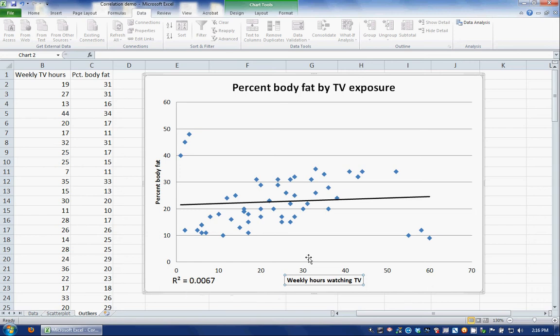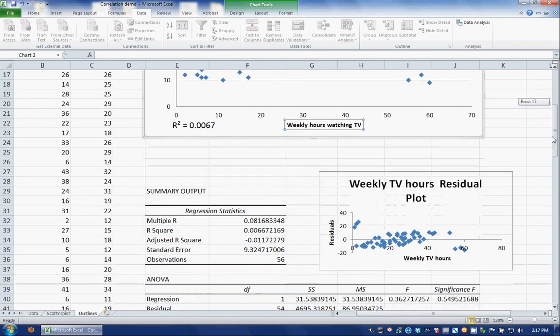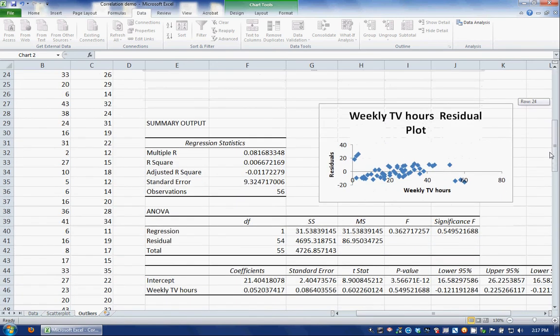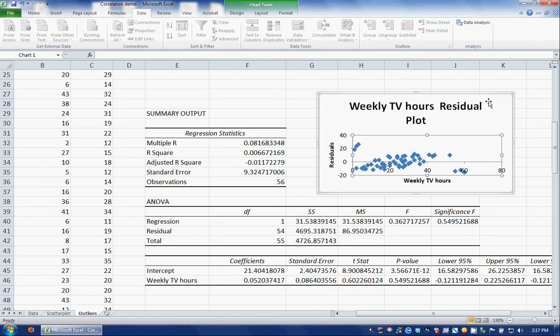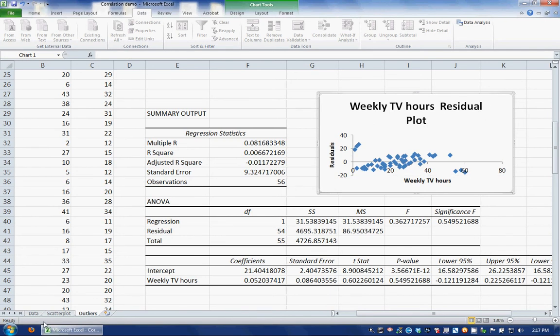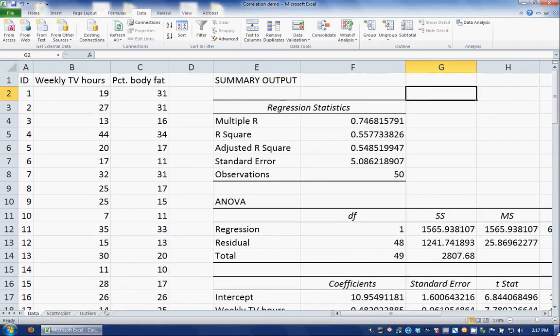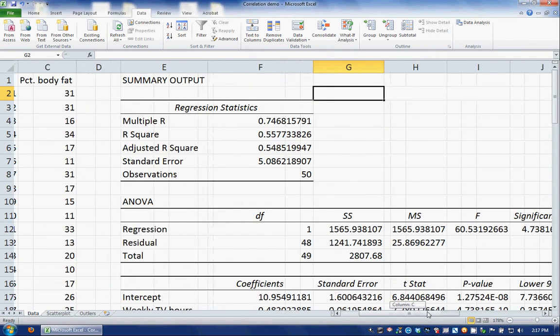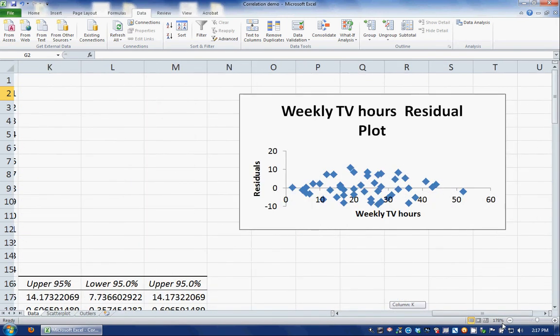Now one of the easy ways to check for these outliers is to produce this kind of a chart here, and that can be done easily enough. But it's even easier when you're setting up your regression analysis to check that residuals plot box that I showed you how to check in the last video. When you do that, you're going to get something like this in your output. Back in the original output, it was over here to the right. If you scroll out a little bit, you'll see it right there.